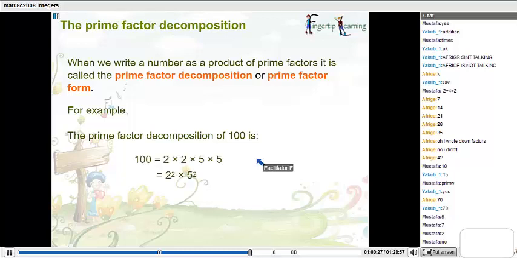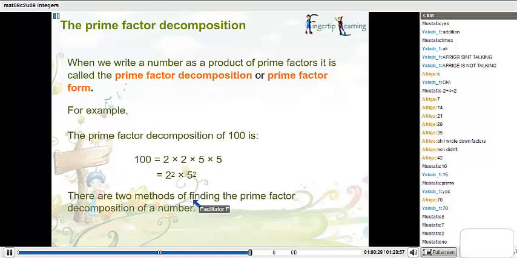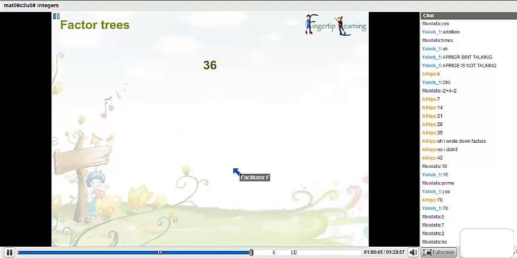One is they are telling you can have 2 to the power 2 multiplied by 5 to the power 2, which is going to be equal to 100. Now I'm going to show you all how to get this answer. There are two methods of finding the prime factor decomposition of a given number. That's the thing we are going to discuss now.